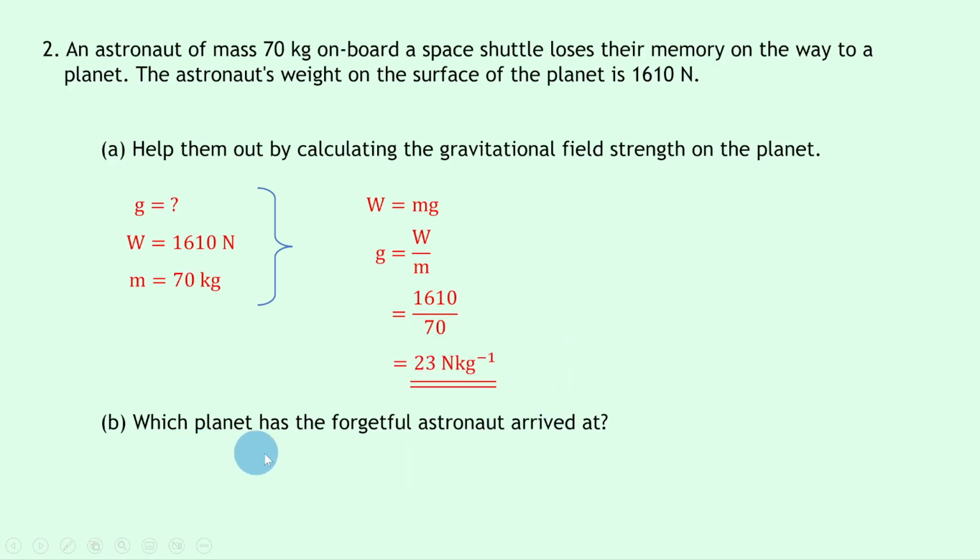Lastly, part B says which planet has the forgetful astronaut arrived at? Well, what you would want to do is then check your data sheet, so we can say from the data sheet, g equals 23 newtons per kilogram on Jupiter, so Jupiter is our planet.